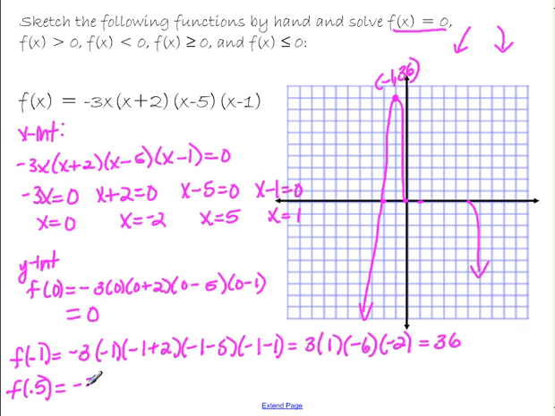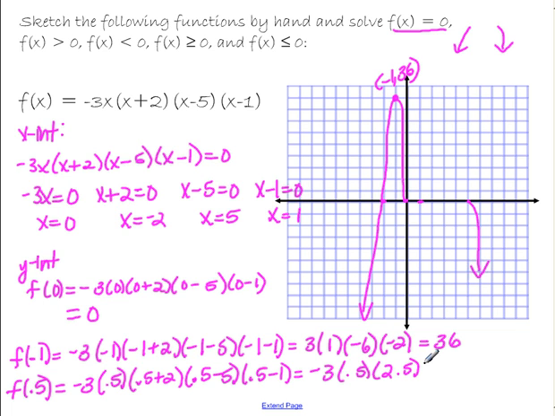So we'd have a negative 3 times 0.5 times 0.5 plus 2 times 0.5 minus 5 times 0.5 minus 1. So that's a negative 3 times 0.5 times 2.5. 0.5 minus 5 is a negative 4.5. And 0.5 minus 1 is a negative 0.5.